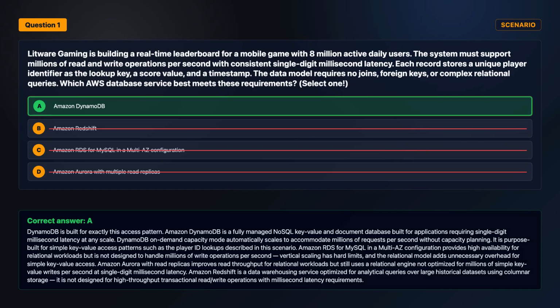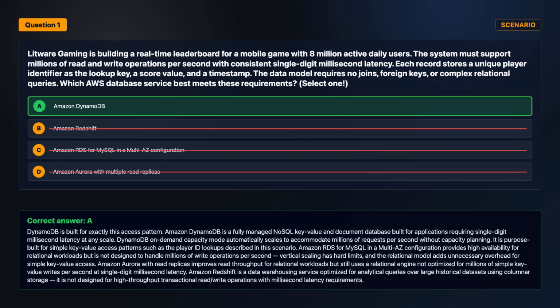Amazon RDS for MySQL in a multi-AZ configuration provides high availability for relational workloads, but is not designed to handle millions of write operations per second. Vertical scaling has hard limits, and the relational model adds unnecessary overhead for simple key value access.